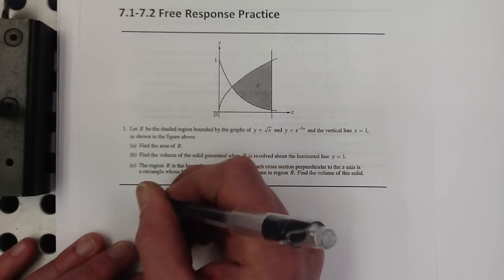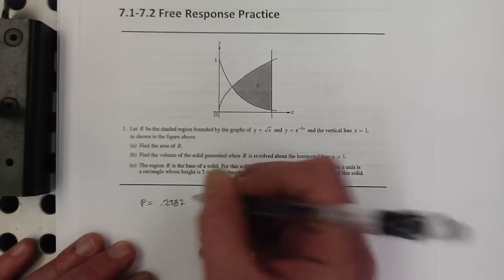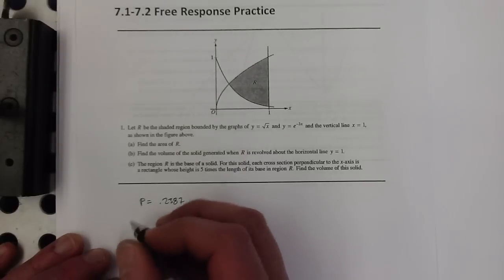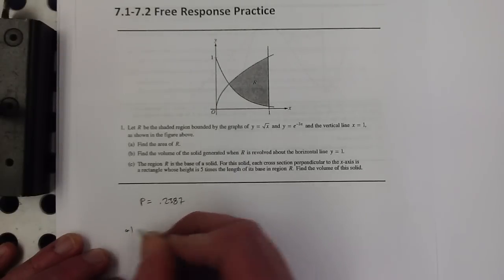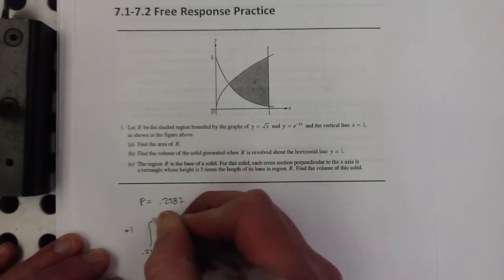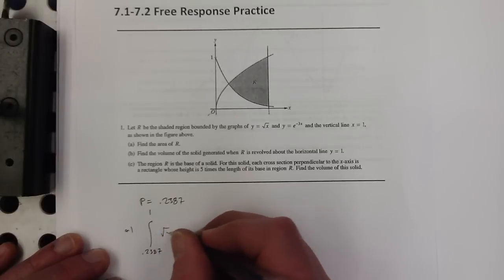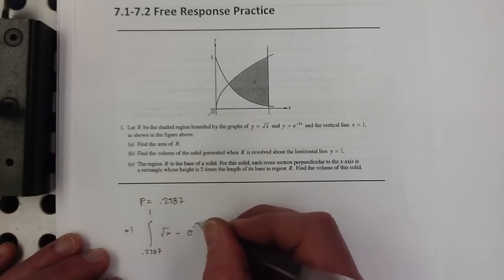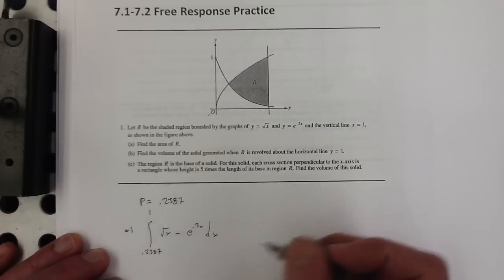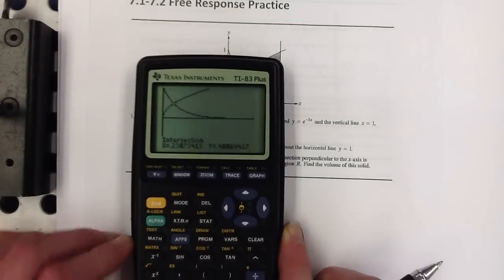The intersection point is at 0.2387. I'm just going to call that point P from now on, so I don't have to keep writing it down. So let's see. Part A, the area would be the integral from 0.2387 to 1. The square root function is on the top, minus e to the negative 3x. Be very careful to write that out. I could have written a P there, actually, because you will get points for just writing that out.